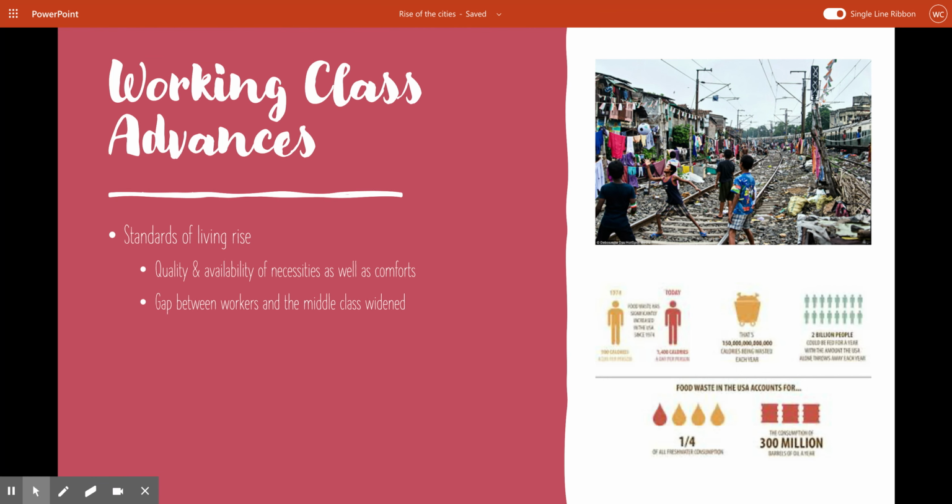The one problem, though, during this period is that the gap between the workers and the middle class is actually going to really widen during this part of the Industrial Revolution, so that the standard of living didn't really increase much for the working class. It did for the upper class, it did for the middle class, but the working class was not seeing as much of an increase. But as more and more people are moving into that middle class, their standard of living is really increasing.